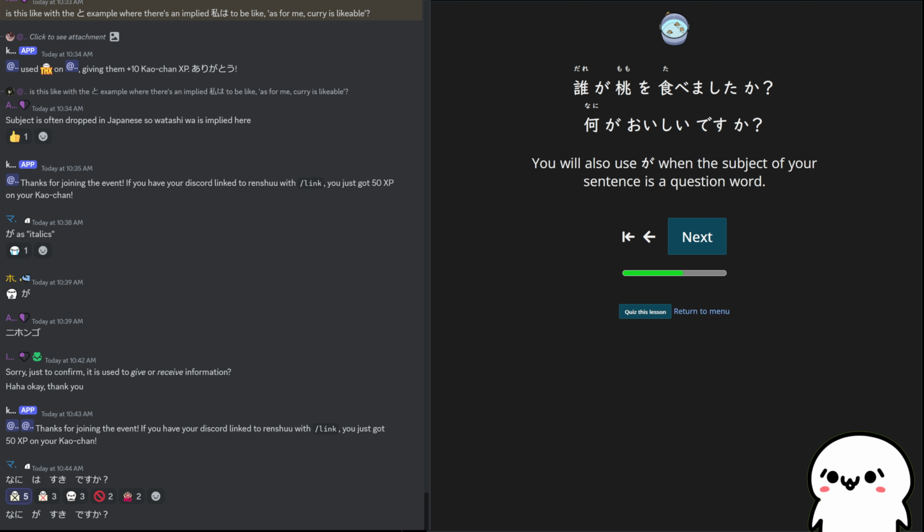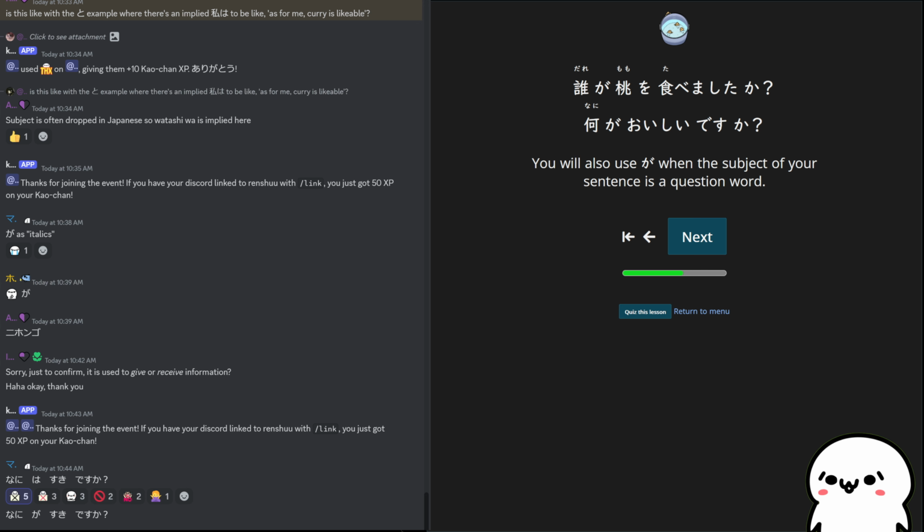Kind of in that sense, you can think of it as you are trying to receive information using ga. You are highlighting that ga is something that you don't have, that's new to you, so you're asking the other person. Of course, the other person probably knows what they like, so you're trying to get it out of them. In that sense, you can use it to receive information as well. What's on the screen right now may or may not work with you.